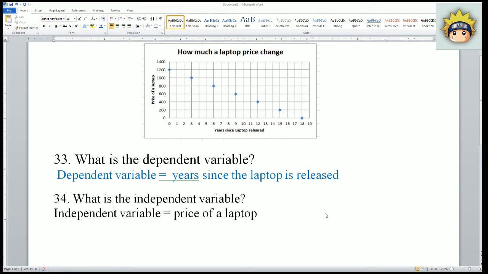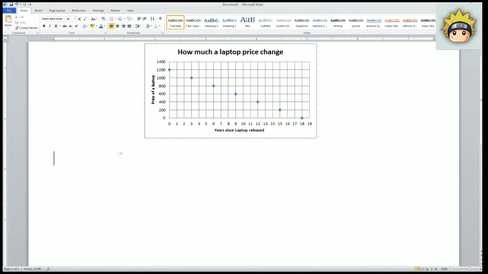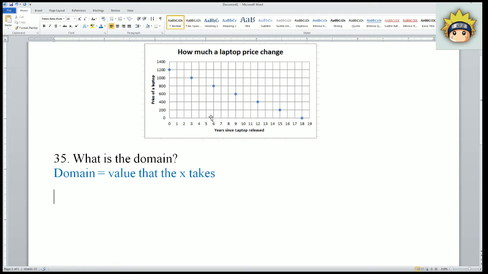All right, let's look at 35 and 36 now. 35. What is the domain? Remember, the domain is the values that the x takes. So in this case, we took the values 0, 3, 6, 9, 12, 15, and 18. So I put that in a list here for you. 0, 3, 6, 9, 12, 15, and 18. Those are all the x value points that were plugged in.